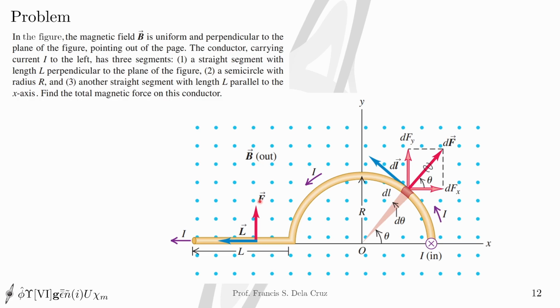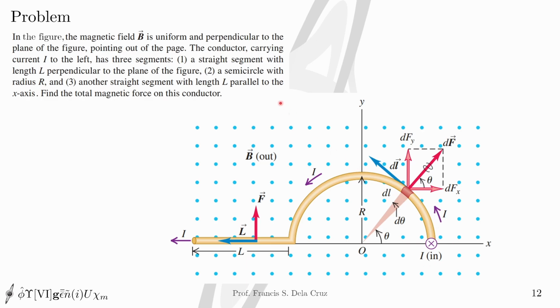In that figure, the magnetic field B is uniform and perpendicular to the plane of the figure, pointing out of the page. As you can see, this is the magnetic field, the blue ones. The conductor carrying current I to the left has 3 segments. One, a straight segment with length L perpendicular to the plane of the figure, which is this. That's why you can see it here.